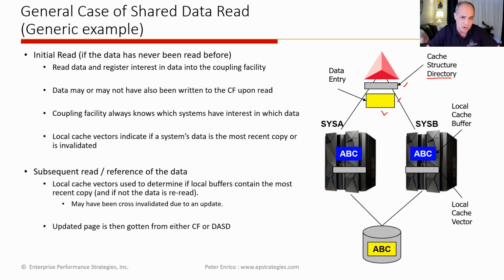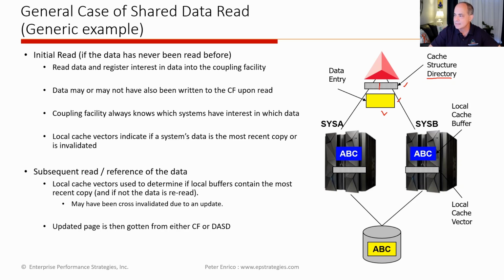But the way data sharing works, the magic is in the directory portion of the structure. The directory portion of the structure is where the coupling facility keeps track of which systems have interest in which pieces of data. Okay, so in this particular case, we have system A that read data ABC in, right? It's going to take a directory entry and say, hey, look, I read ABC in, I have interest in ABC.